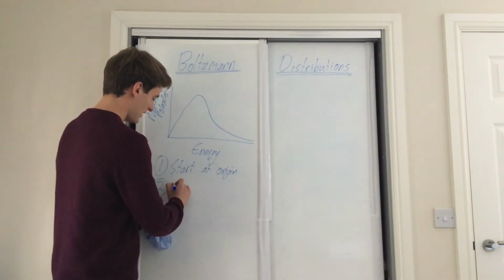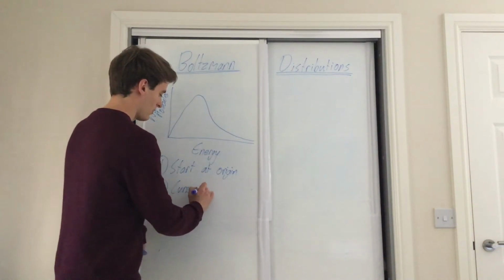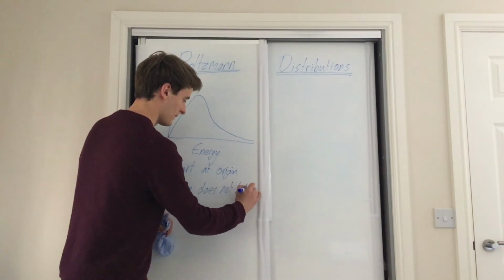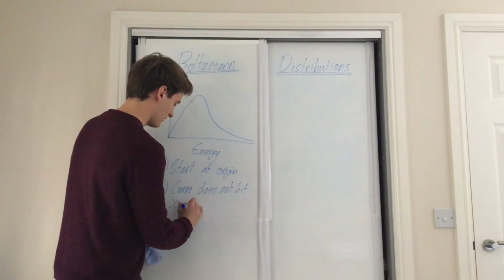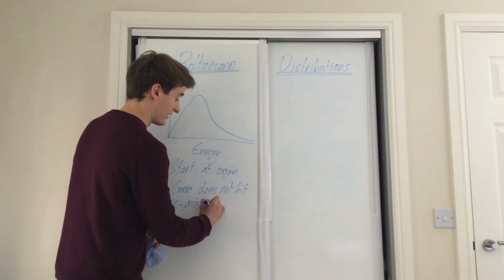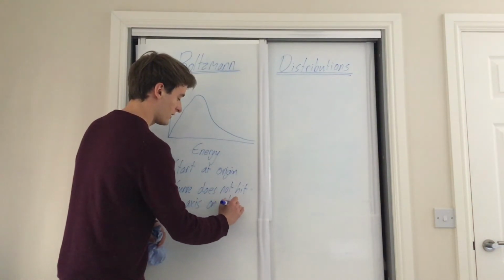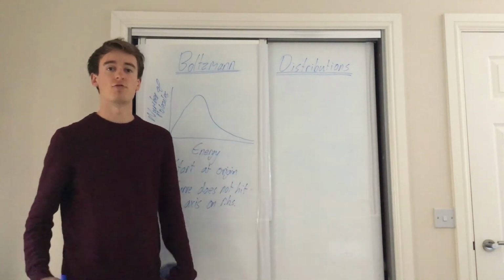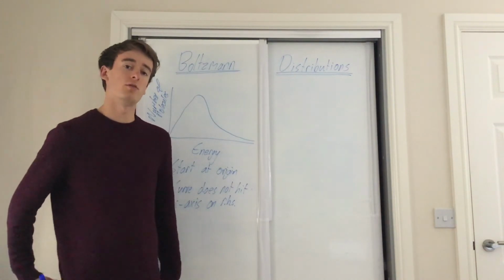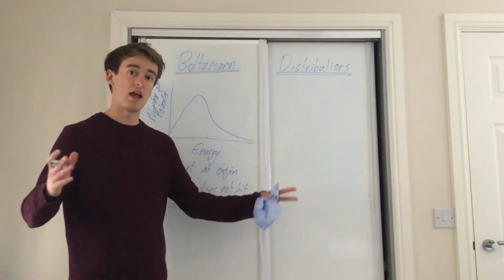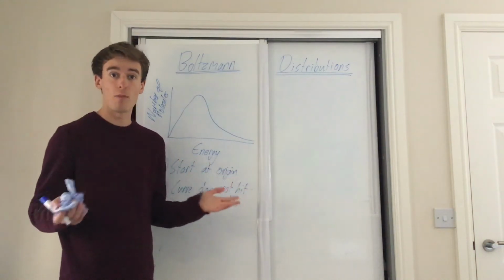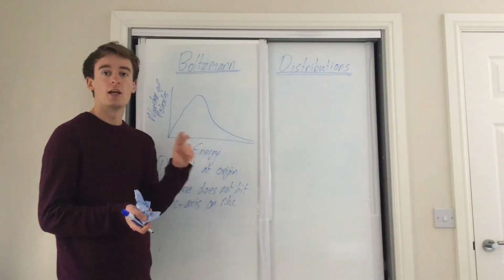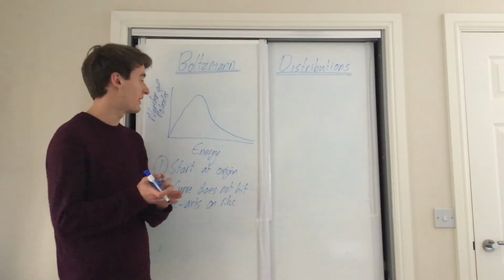Number 2 is that your curve does not hit the x-axis on the right hand side. Yeah? So as we move over here, we don't touch the x-axis. Reason for that is we can have molecules at very high, almost infinite energies. There is a probability of it. If the curve's not touching the x-axis, it shows there's a possibility that an atom could be there.